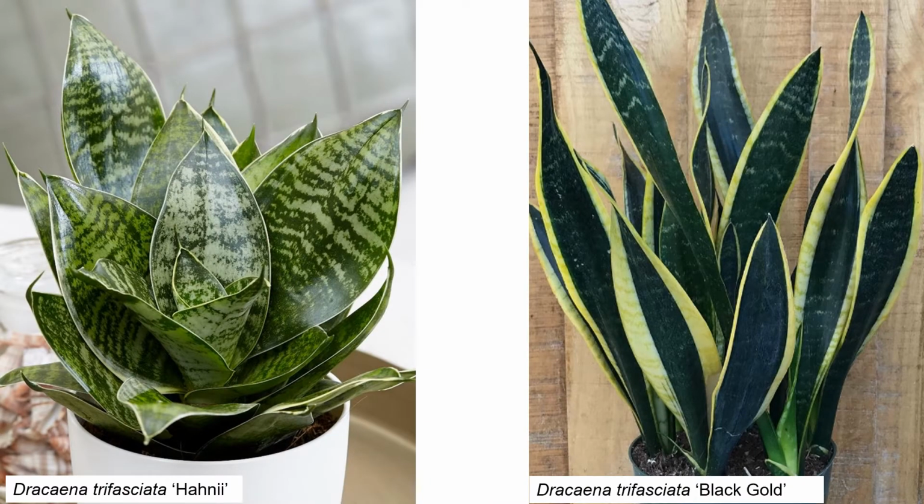And these two photos show two of the named selections available of mother-in-law's tongue. On the left is Harnii, which is a particularly compact form of mother-in-law's tongue, and on the right is Black Gold, which has particularly dark green leaves with broad yellow margins.